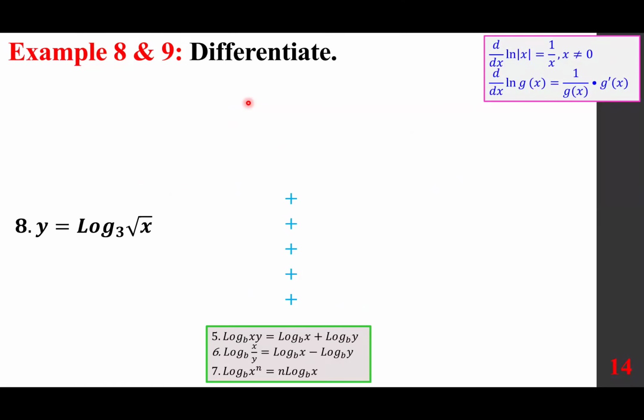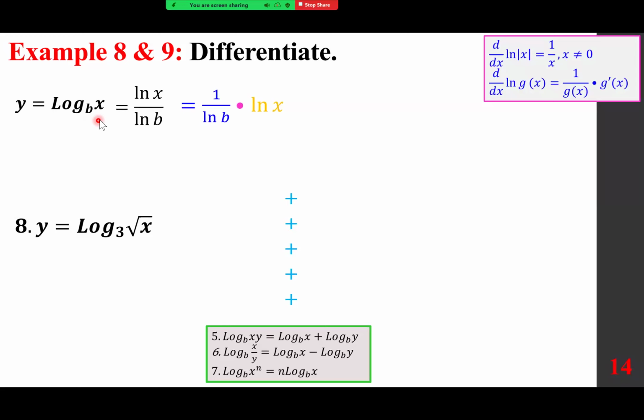And so log x base b, we are going to use the change of base formula to write it as ln x over ln b, or 1 over ln b times ln x. As you can see, this is just a multiplier, just a coefficient. It is a number. So when you want to differentiate, it just remains, and then you differentiate ln x, which is 1 over x. And you rewrite it as 1 over x ln b.